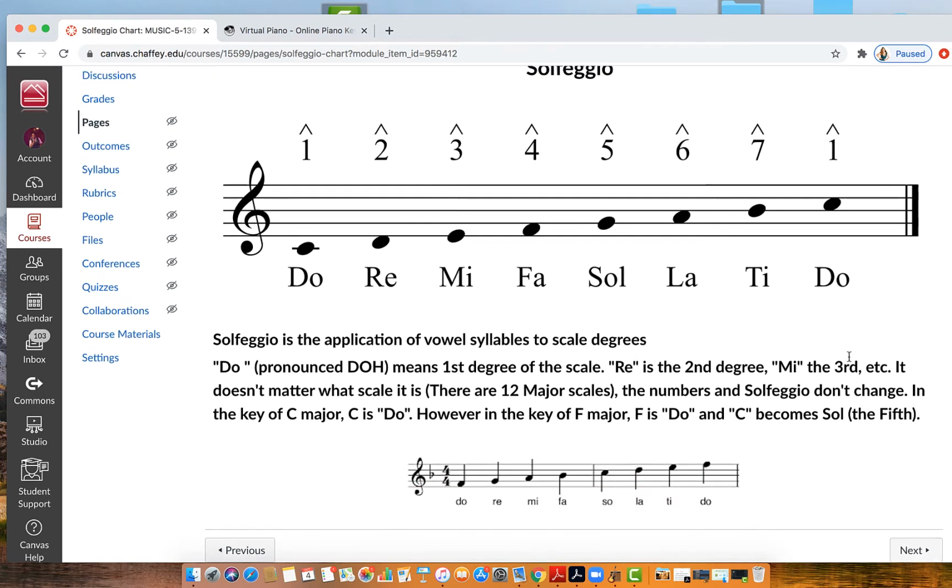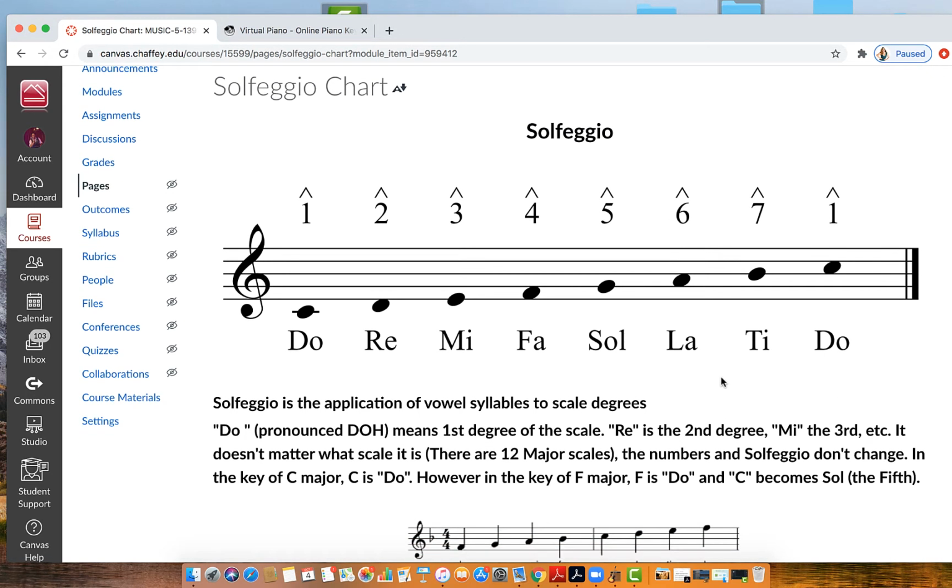Now, the beautiful thing about solfege syllables is that as we go up, we assign each of them: do is always assigned to the first degree of the scale, re to the second degree, mi to the third, fa to the fourth, sol to the fifth, la to the sixth, ti to the seventh. Do, re, mi, fa, sol, la, ti, do. We got an octave there.